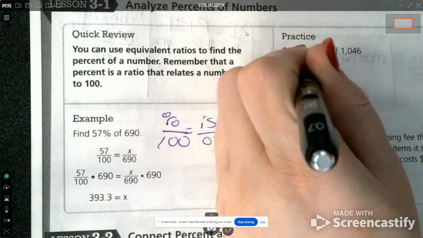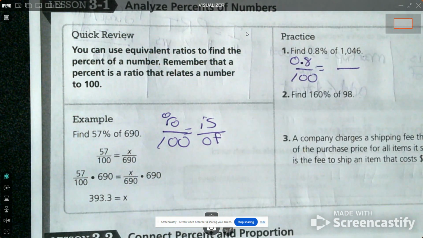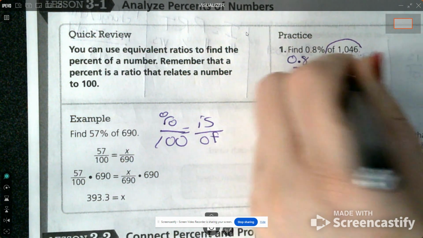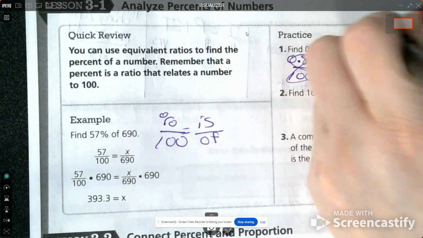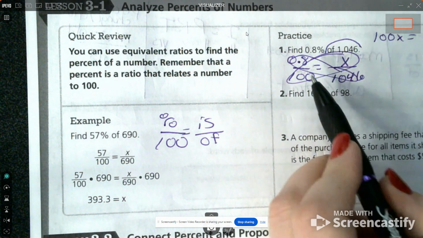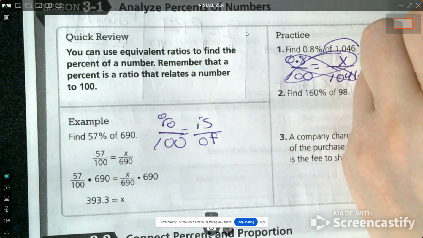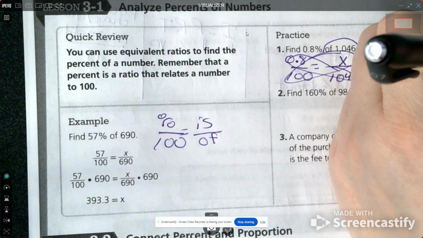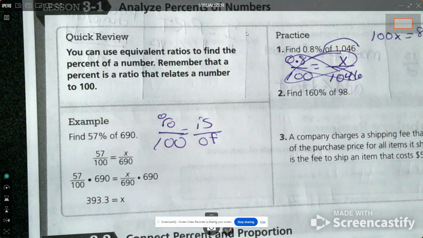So on number 1, we have our percent 0.8 over 100. Where would 1,046 go? Would it go on the top or the bottom, Miguel? Go on the bottom because it's of 1,046. And then you just do the butterfly method. This becomes 100x. And what is 0.8 times 1,046, Rylan?